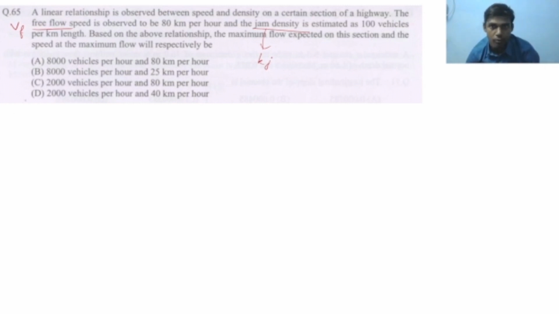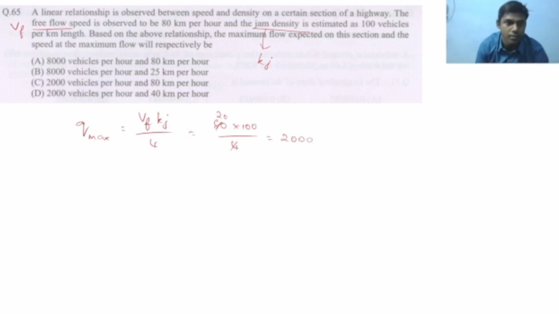So maximum flow, that is q max. The maximum flow formula we know, that is Vf into kj divided by 4. So this is the formula for maximum flow. It will be 80 into 100 divided by 4. So this is 20 times 100, equal to 2000 vehicles per hour. So either option C or option D.